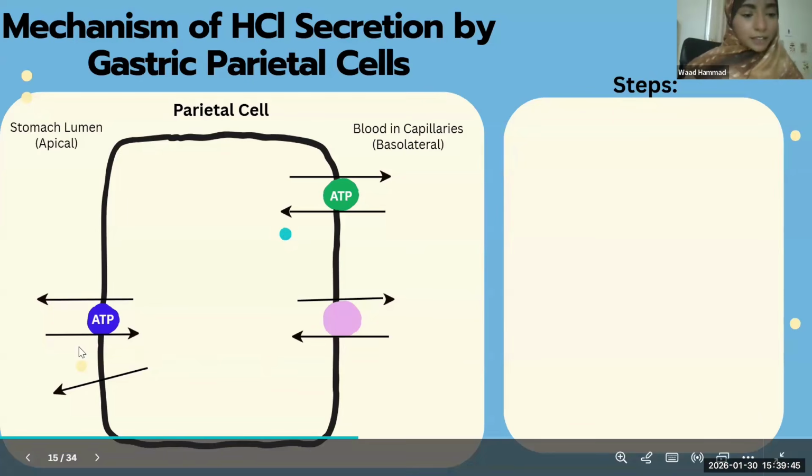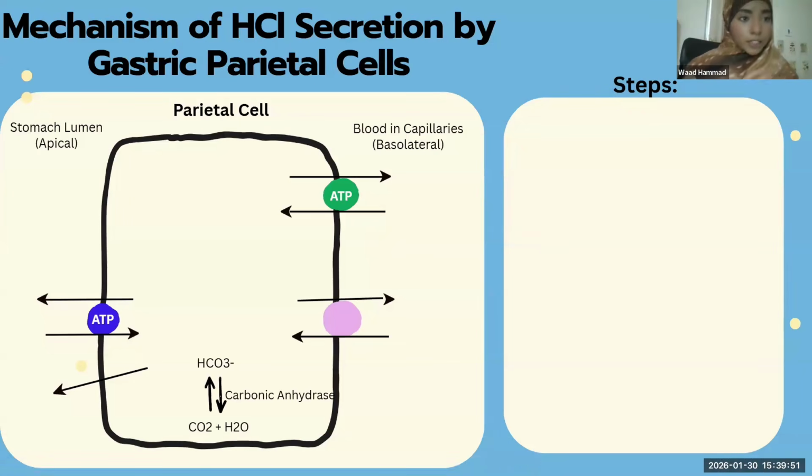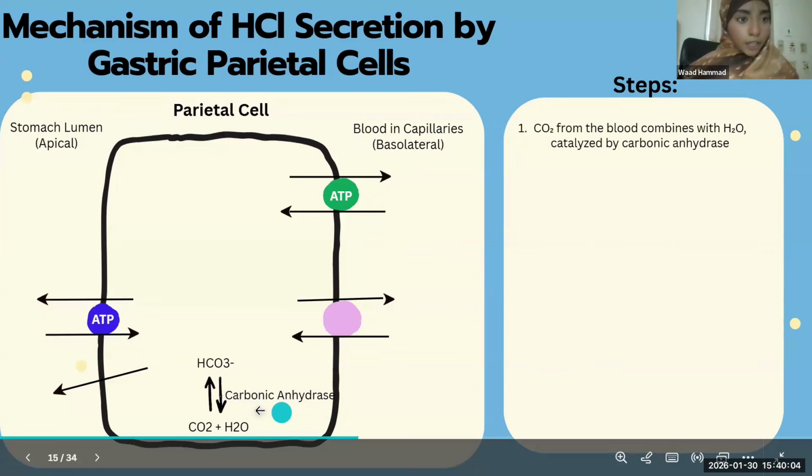How does a cell make acid? This is the way it does. When you have respiration in any of your cells, it releases carbon dioxide. The carbon dioxide that parietal cells have combines with water through an enzyme called carbonic anhydrase. When CO2 combines with water, it forms a bicarbonate ion through that carbonic anhydrase.